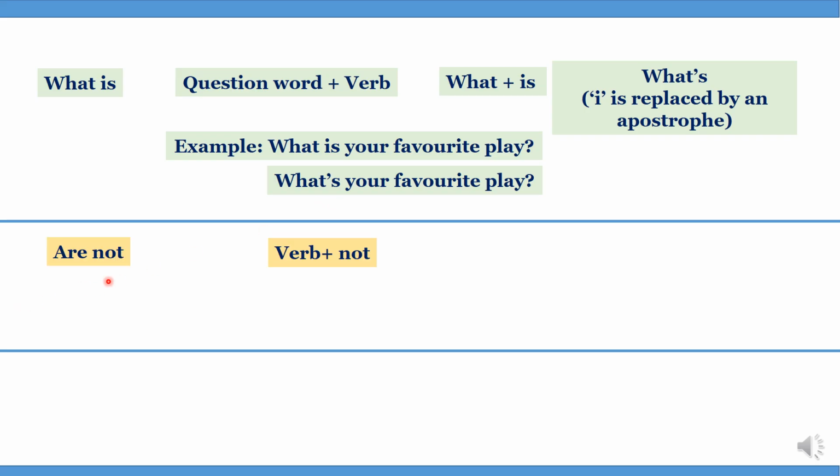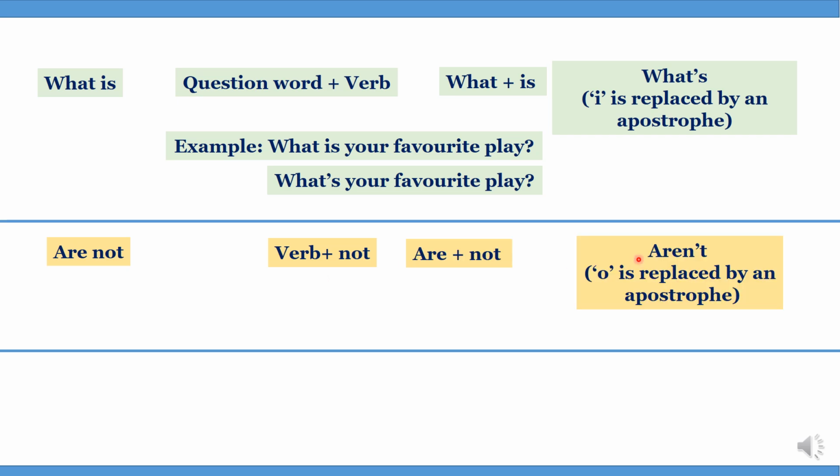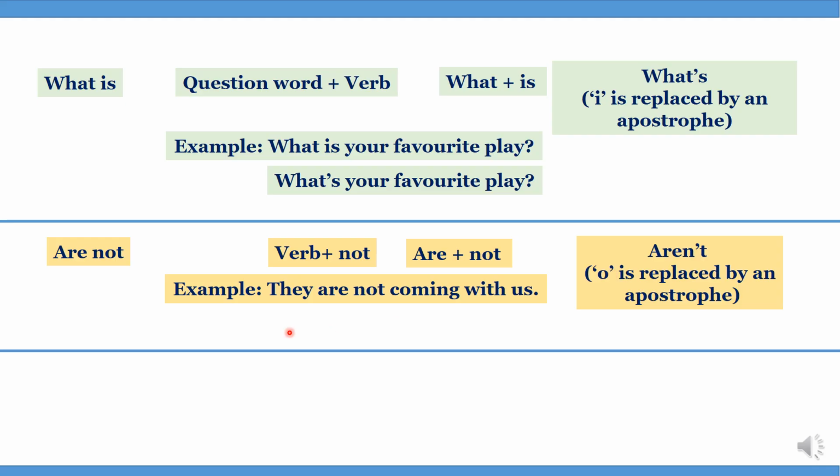Next, are not. Are not is a combination of a verb and not, that is are plus not. After contraction, it becomes aren't, wherein the letter O is being replaced by an apostrophe. Example, they are not coming with us; in this sentence it is without contraction. See here, they aren't coming with us.